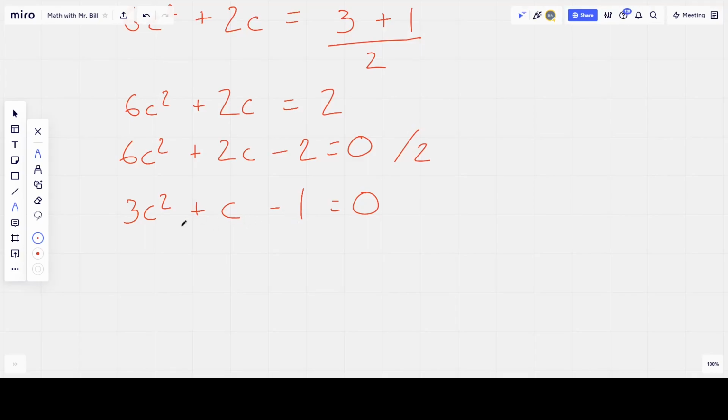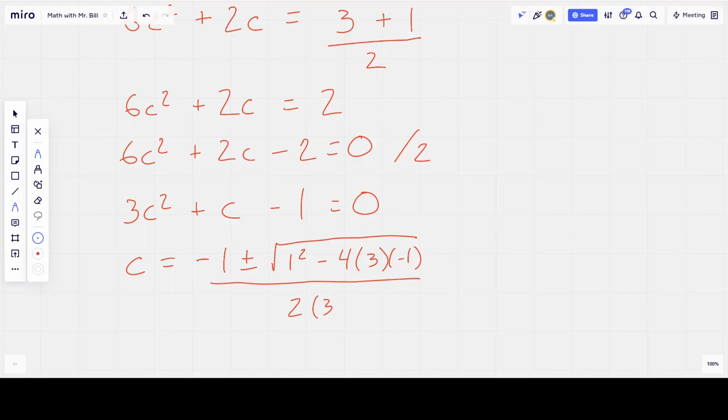Now I have to factor this, or I have to solve this. Solving it by hand is going to be a little bit tricky. You can use completing the square if you want to. But here I think it's just going to be easiest to solve it using the quadratic formula. So c is equal to -1 plus or minus the square root of 1 squared minus 4 times 3 times -1 all over 2 times 3.